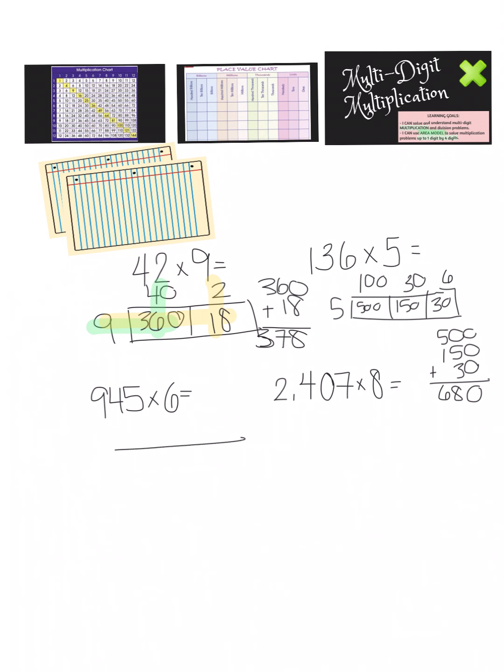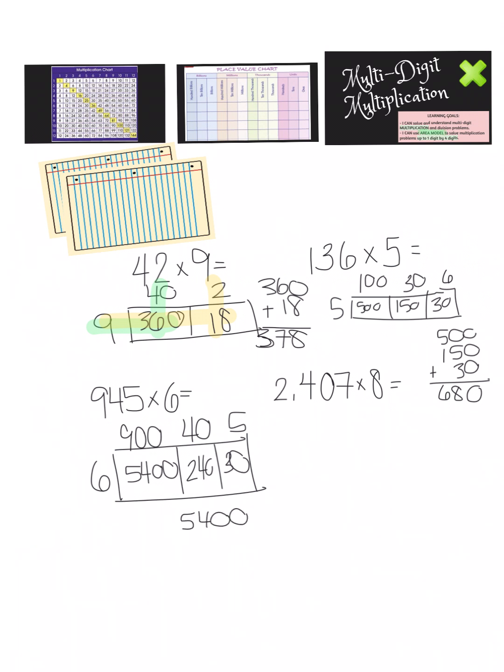For our next one, we're going to use the same process. 945 times 6. In this case, I need to remember everything I've learned about multiplying by multiples of 10 in order to make sure that I'm not missing any of these crucial place values. 5,670 is my total.